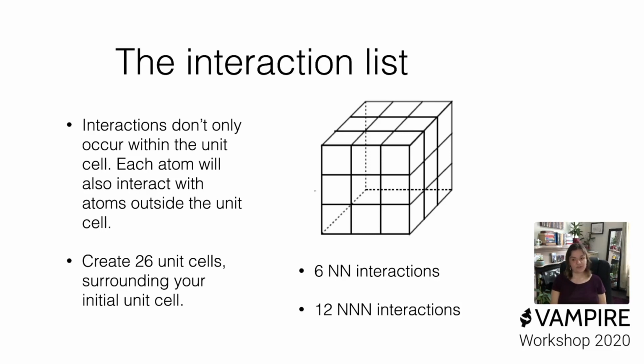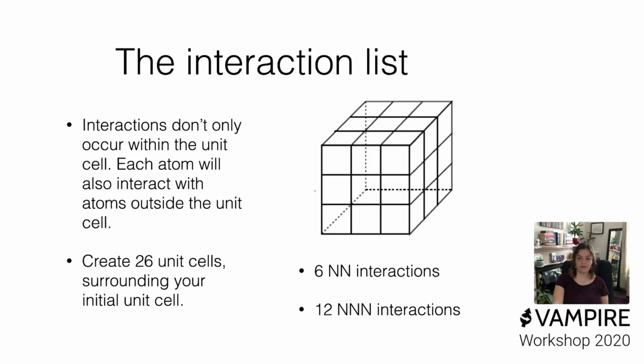So each atom should have 6 nearest neighbour interactions and 12 next nearest neighbour interactions. For a normal simple cubic ferromagnetic system, you would only need the nearest neighbour interactions. But for our anti-ferromagnetic system, you need the nearest neighbour interactions and the next nearest neighbour interactions.